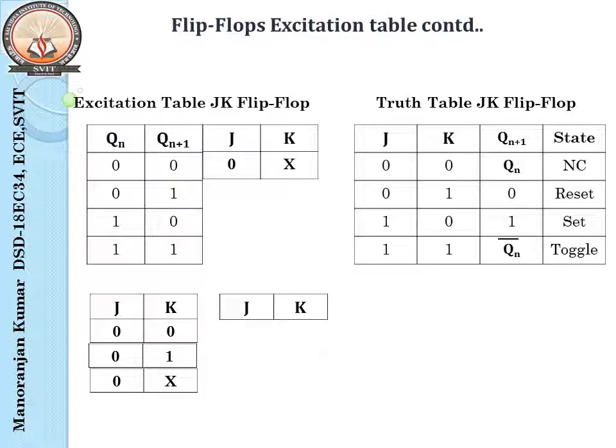Then we'll take the second one. In the second case, you can see the output is 1. When the output is 1, it is the set condition. For set, my input is 1 and 0. So I'll take 1 and 0.